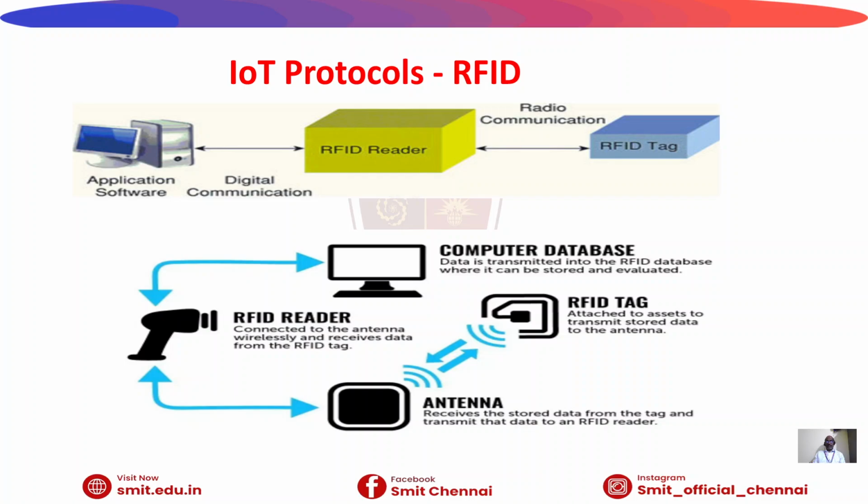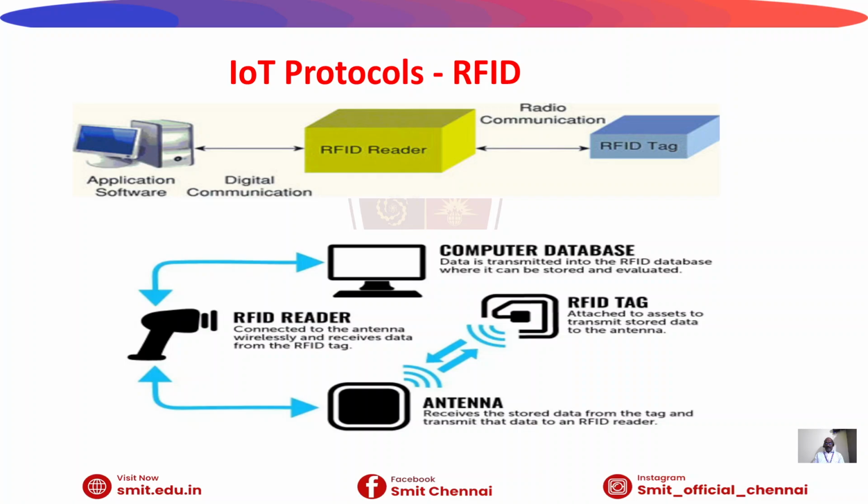So there are two communications happening in order to complete the full transaction. One is radio communication, between the RFID reader and the RFID tag, and the other is the digital communication between the RFID reader and the application software, that is, the IT systems. The bottom picture also conveys the same thing. You have the RFID reader scanning machine. Inside the scanning machine, again an antenna is there, which transmits as well as receives the radio waves.